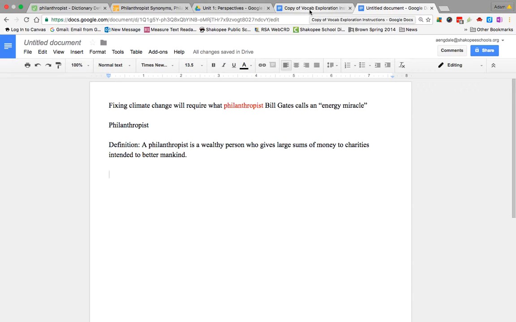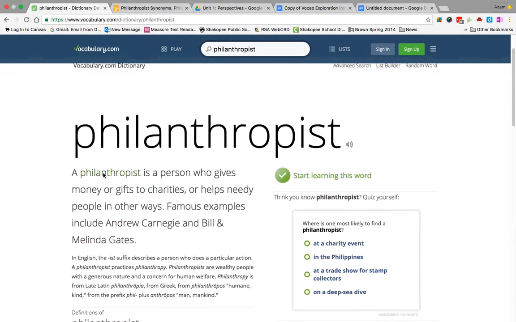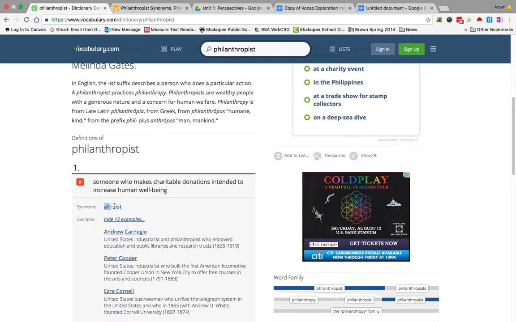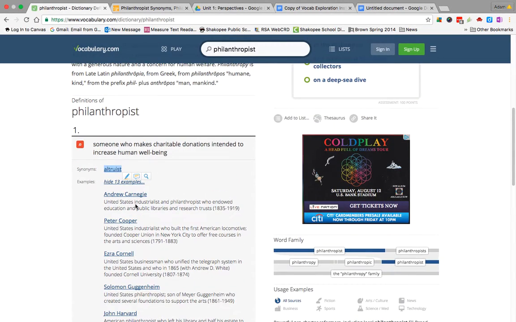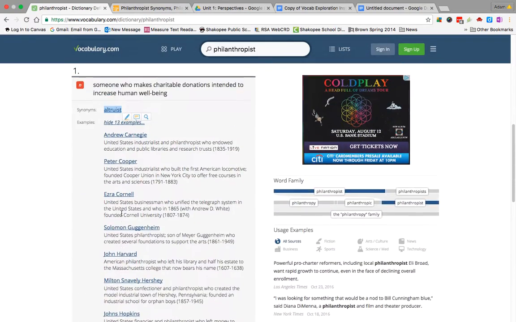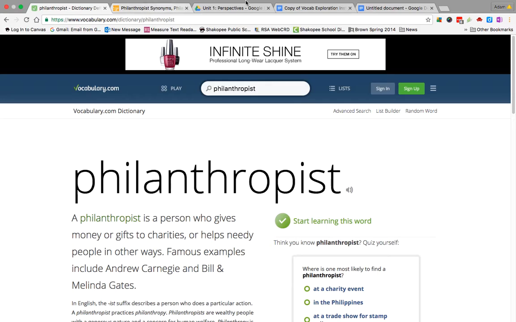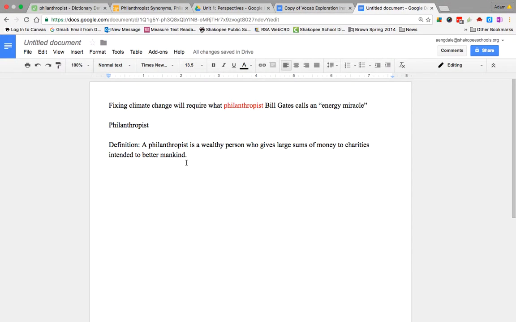So the next thing I need to do, if I'm going to do this, is find other related words. Vocab.com in this case does not really help me. They normally have really good lists of synonyms, and I can take this one of altruist, but that doesn't really tell me anything else. So I think I'm going to have to go somewhere else. I'm just going to start a list.